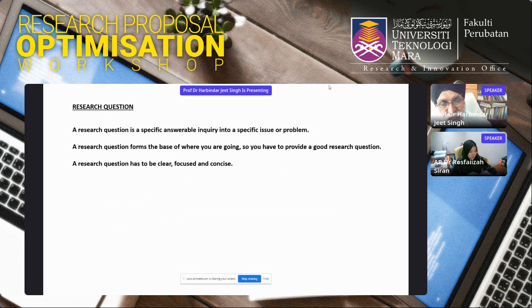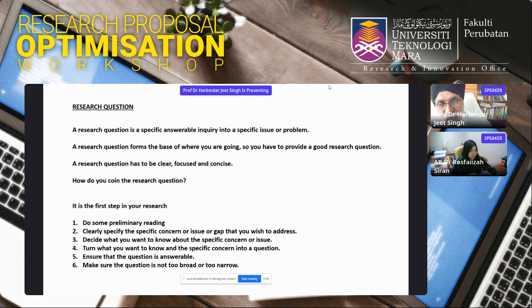All right. Again, it's very similar to how you would start with a problem. Really, you have to do a lot of reading. So really, I think when you are preparing a problem statement, you're doing a lot of reading. In a way, actually, you are reading to develop a research question. So do a lot of reading, clearly specify the specific concern or issue or gap that you wish to address. All right. So all these things, they are related. Problem statement and research question, they're all related, as you'd see.